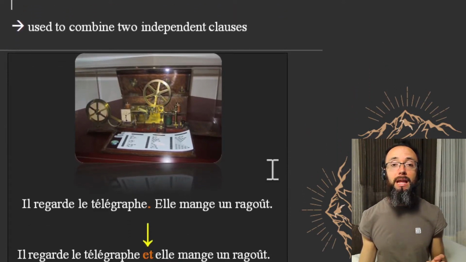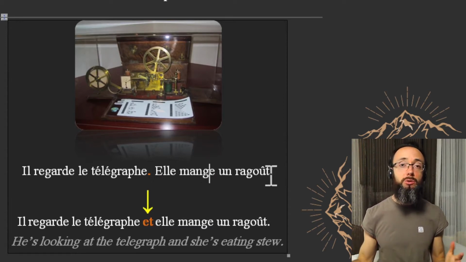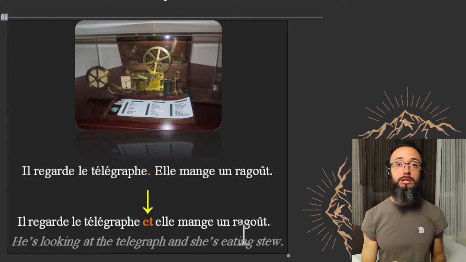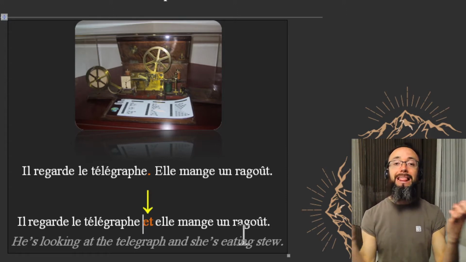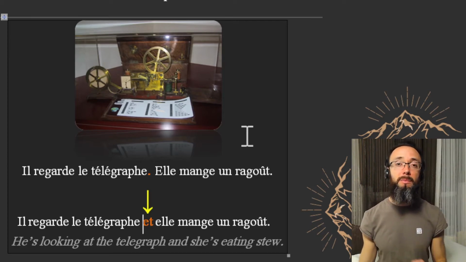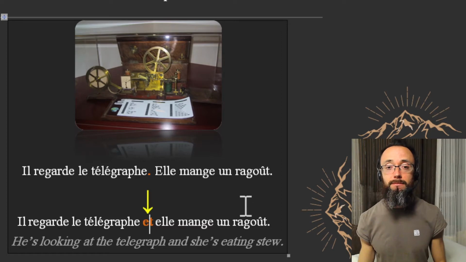For example, il regarde le télégraphe. As you can see, it's a beautiful telegraph here. He's looking at the telegraph. Dot. Elle mange un ragoût. She's eating stew. Dot. We have 2 independent clauses. They're completely independent. That conjunction, a coordinate conjunction, links them, binds them, turns them into one. Il regarde le télégraphe et elle mange un ragoût. How to combine 2 independent clauses? In French, it is done through the use of conjunctions, and in that case, the coordinate conjunction.